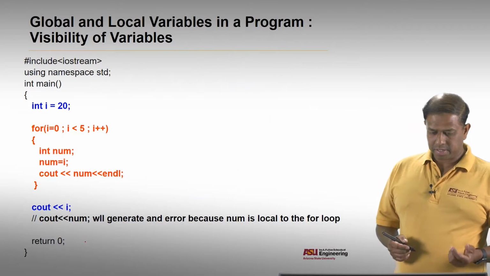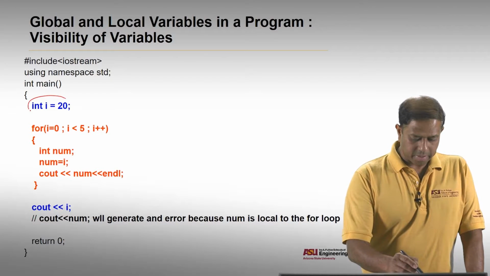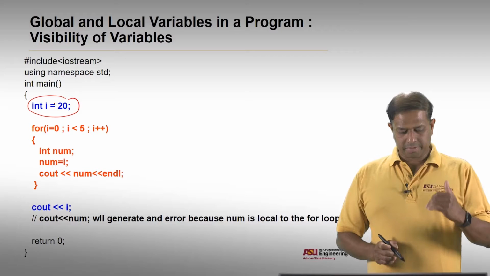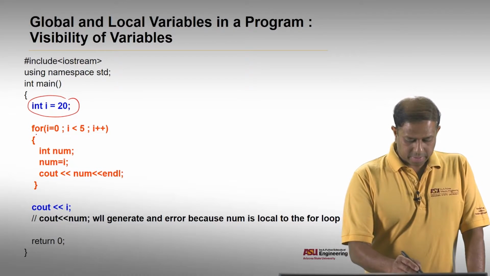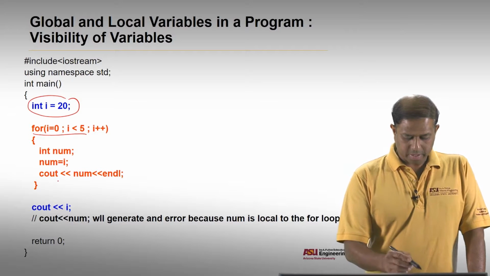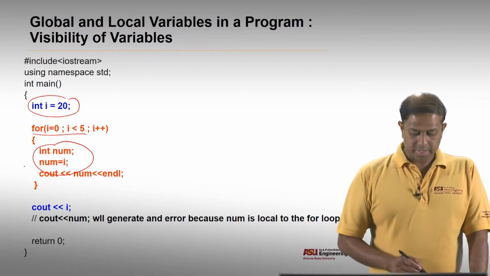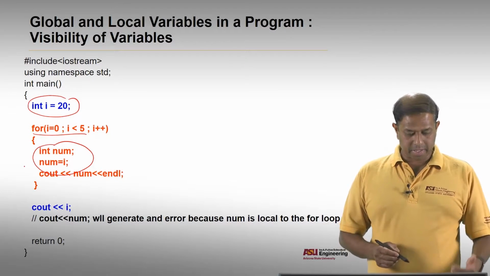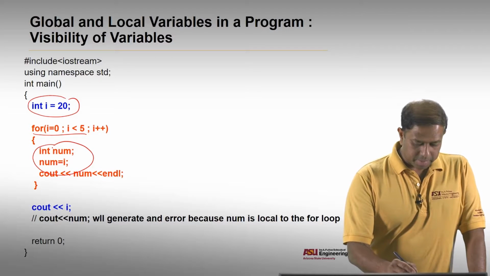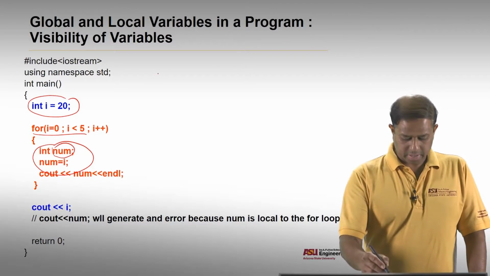Now here is another example. In here we are declaring an integer variable I inside the main, so I is visible inside the main method, and now inside the for loop we run through this and do some operations based on a number, like num equals I, and then display the number. Now this num is visible inside the for loop only, right?